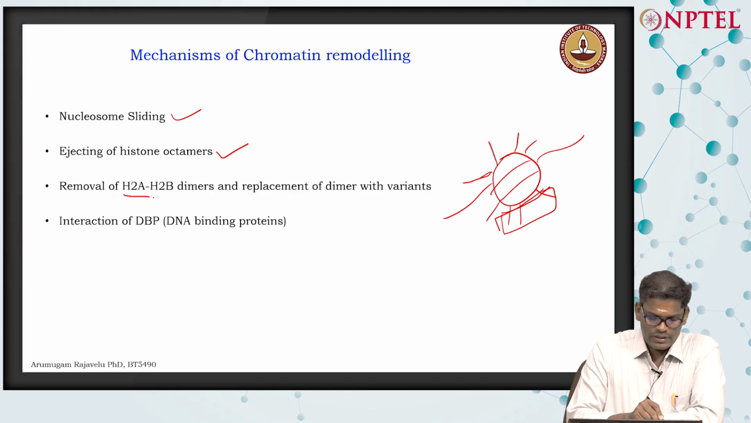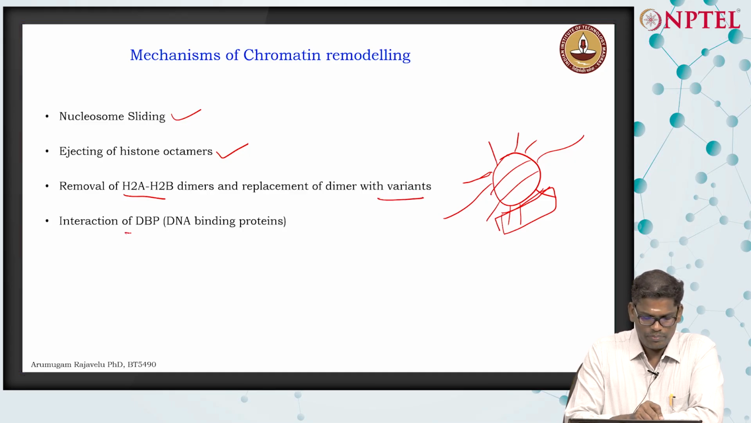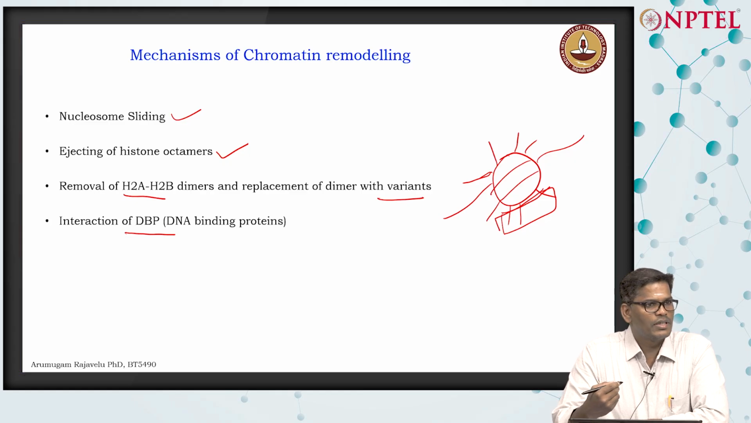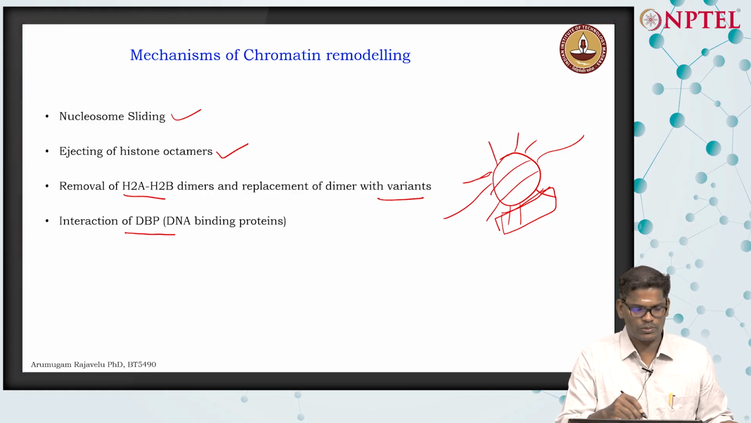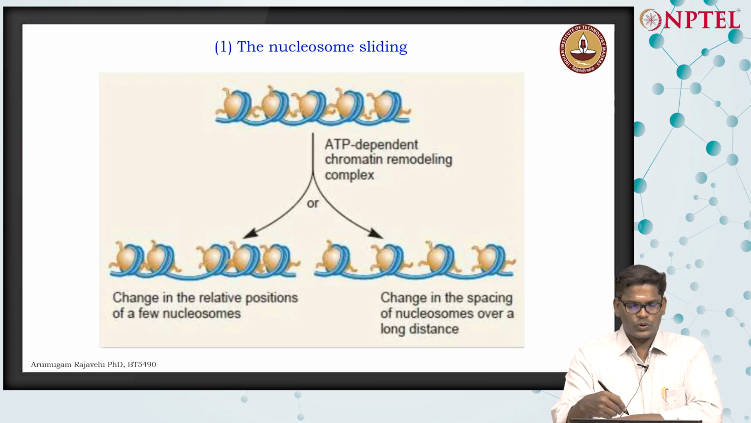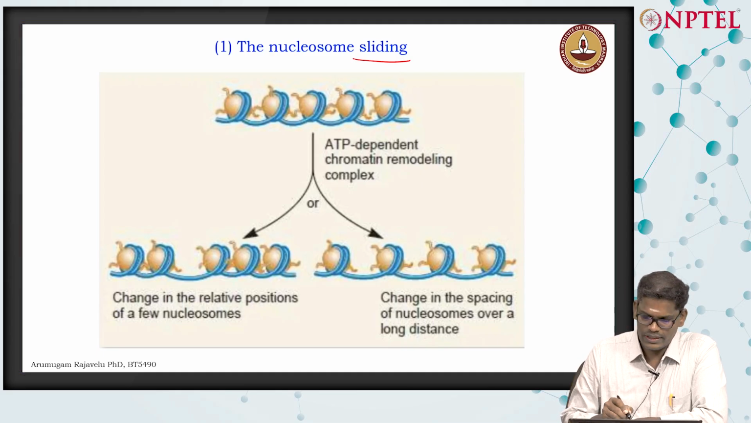Also, it removes these H2A, H2B dimers and replaces them with the new variant, which I already explained. And then all the remodeling complexes have an ability to bind to the DNA, of course, because DNA-protein complexes are needed for the successful operation of any one of these mechanisms. Right, I'll just show you schematically how this sliding happens. I explained sliding in almost all the chromatin remodeling. So how exactly does the sliding happen?